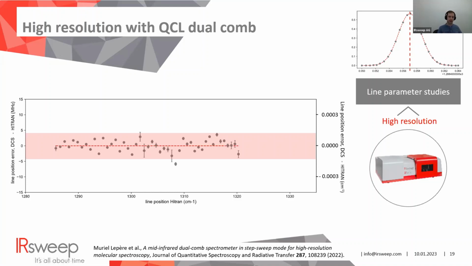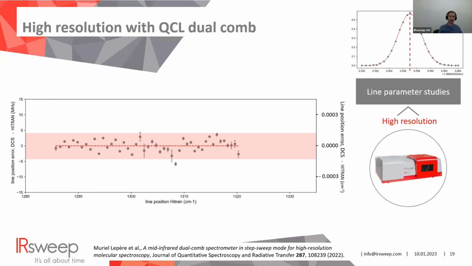We use one of the transitions as a frequency ruler. So we say we know your frequency accurately, and then we can look at all the other transitions that we observe, how accurately we have measured their position. What we found in such a measurement is that we get a frequency axis accuracy of ±4 megahertz, or roughly 1 × 10⁻⁴ wave numbers. This is if you do the calibration in the same measurement as you do your sample measurement.